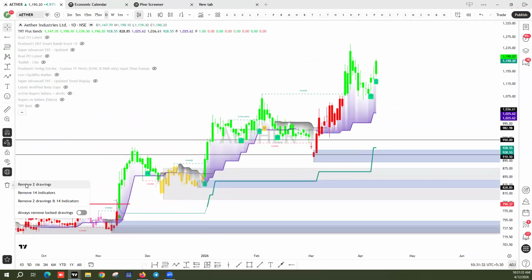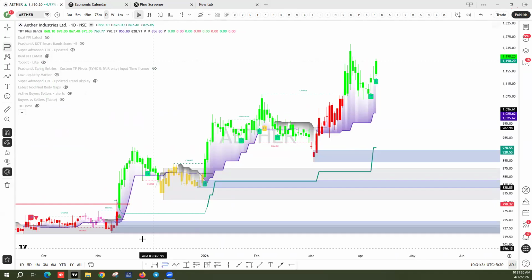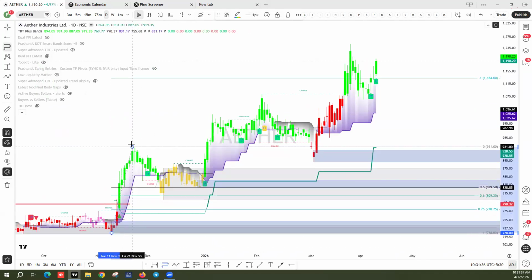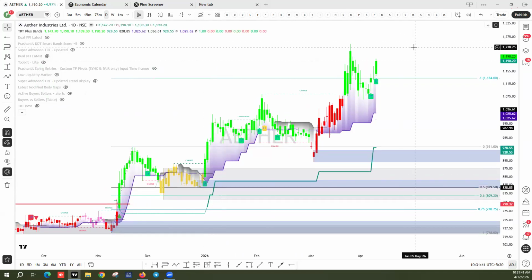Here it changed to green color, and from this low to this it gave a 60% retracement. And if it is below the momentum band, don't worry about it, because if the retracement is happening, it will be below the momentum band. The only thing is the bias should be absent.